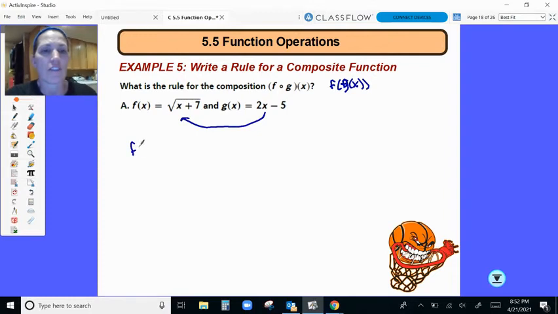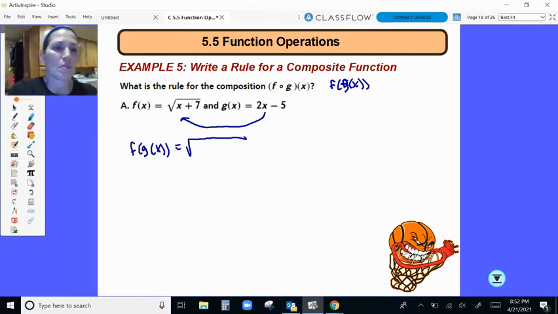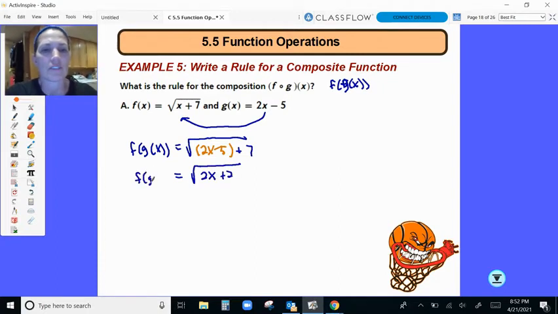Okay, so f of g of x is going to equal the square root of, and I'm going to go ahead and plug in my 2x minus 5, and then my plus 7. Okay, that's going to equal the square root of 2x plus 2. And that's my f of g of x. And that's it, okay?